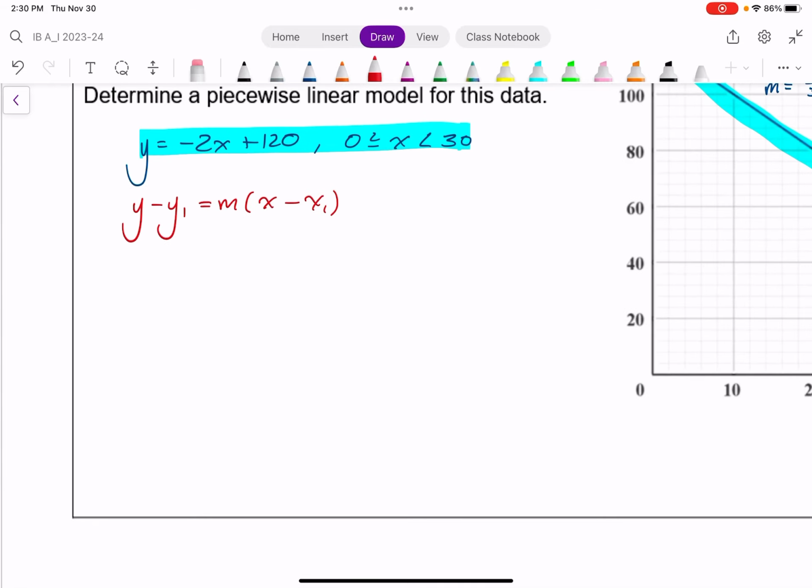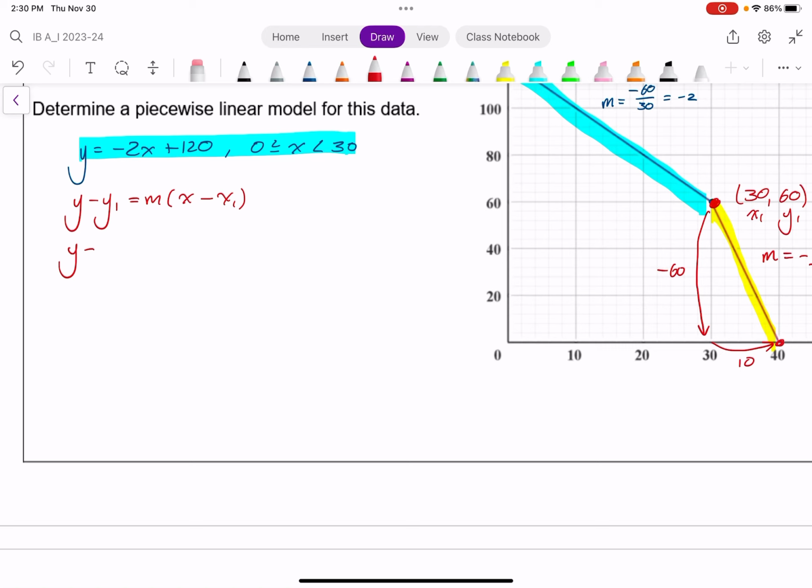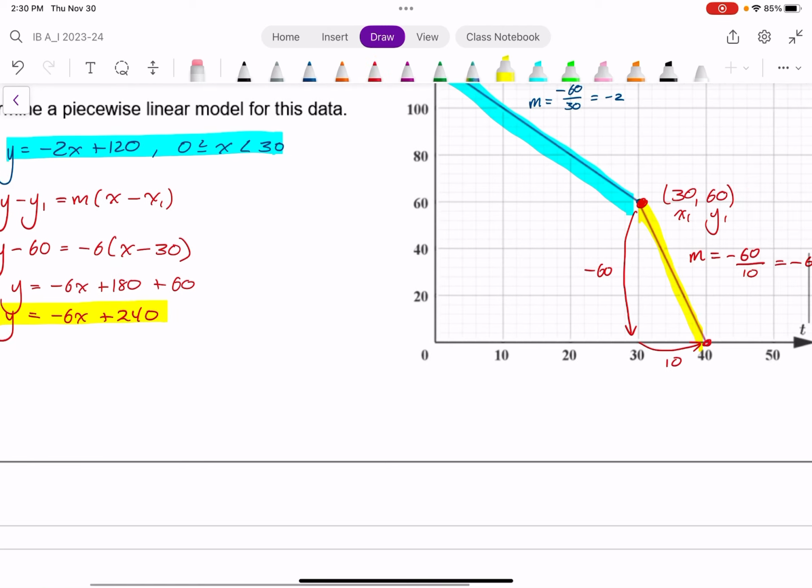And so looking at this equation, it won't be quite as quick, but I'll get y minus my y1 value, which is 60, equals my slope, which is negative 6, times x minus the x value of that point I picked, 30. I just want to clean this up a bit. y equals negative 6x plus 180 plus 60, distributing the negative 6 and adding 60 to both sides. And so I get y equals negative 6x plus 240. And that there represents the equation that goes on and on forever for that segment in yellow.